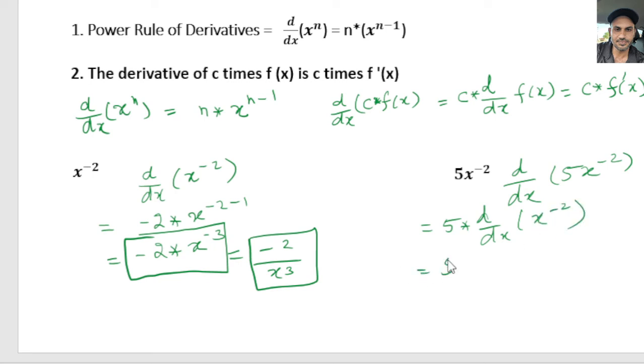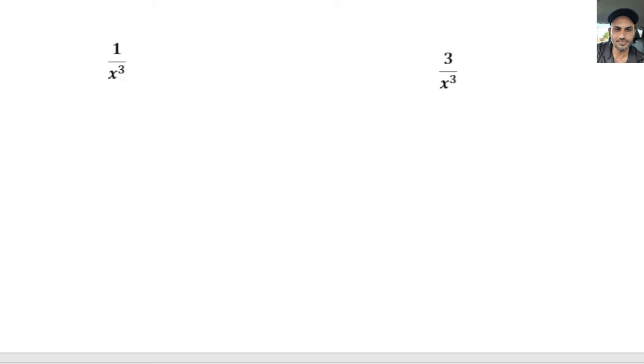So we have 5 times, when we take the derivative of x to the negative 2, we apply the power rule. This negative 2 becomes a coefficient times x to the negative 2 minus 1. So 5 times negative 2 is negative 10, and x to the negative 3. To simplify it further, we can change the location of x to the negative 3, bring it into the denominator, and change the sign of the exponent. So we have negative 10 over x to the third power. Let's go ahead and do a few more examples.